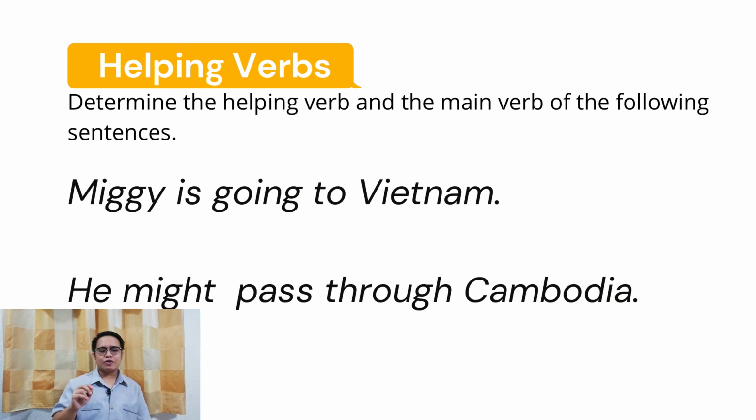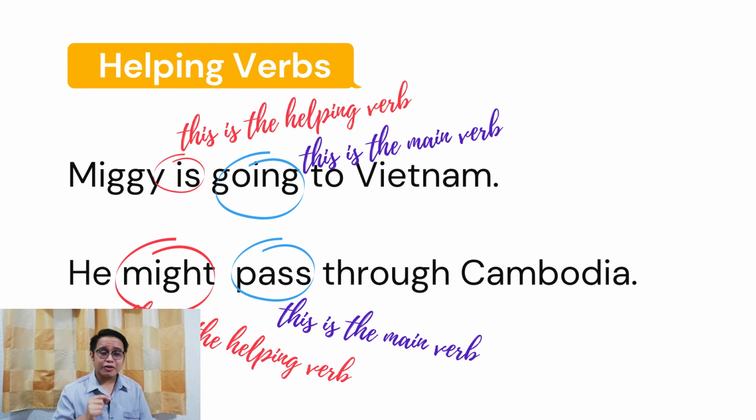He might pass through Cambodia. Asa man nato ang helping verb diri? The helping verb there is might. And the main verb, what is the main verb there? The main verb is pass. Very good. So mao na siya atong mga helping verbs.